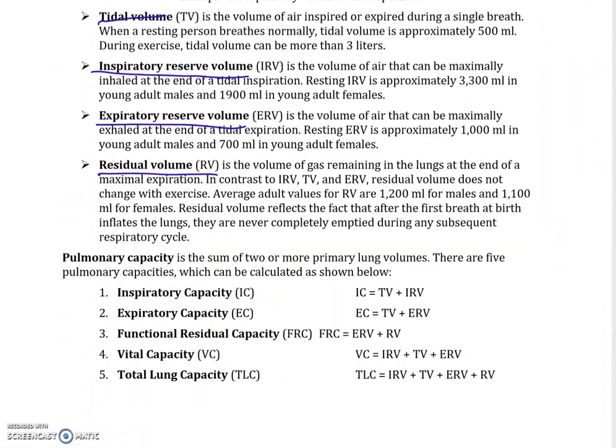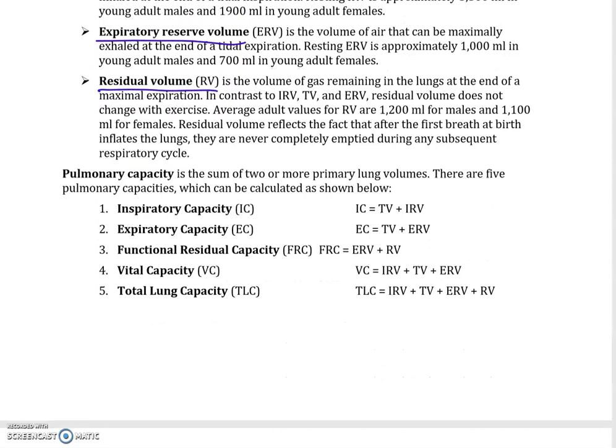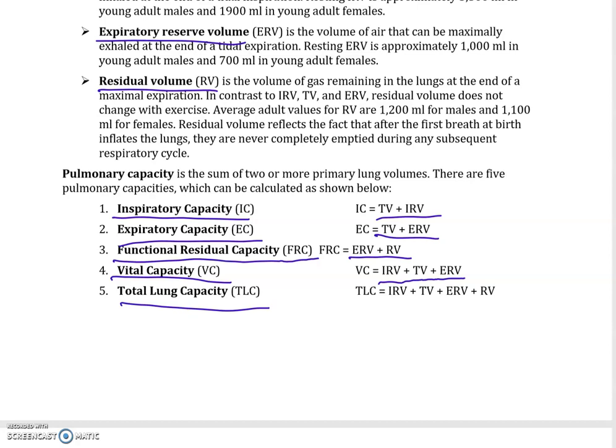And then moving on to the 5 capacities, we have the inspiratory capacity, that's the tidal volume plus the inspiratory reserve. The expiratory capacity is the tidal volume plus the expiratory reserve. The functional residual capacity is equal to the expiratory reserve volume plus the residual volume. The vital capacity is going to be the inspiratory reserve plus the tidal volume plus the expiratory reserve, and the total lung capacity, then you're adding the residual volume to inspiratory and expiratory reserve and the tidal volume. So all 4 of these together.